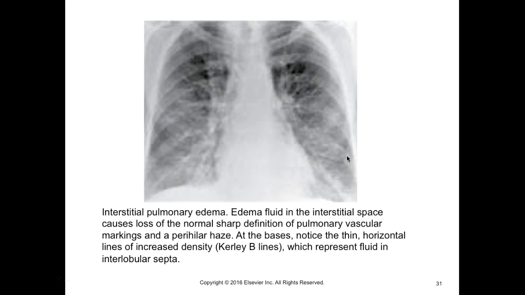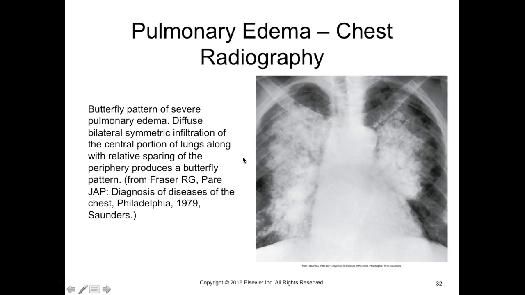So with interstitial pulmonary edema, the edema fluid is in the interstitial space, causing loss of normal sharp definition of the pulmonary vascular markings and perihilar haze. At the bases, notice the thin horizontal lines of increased density, which represent fluid. So there's lines down here, which is fluid. So that's all fluid in there. Sorry, it's a blurry picture.